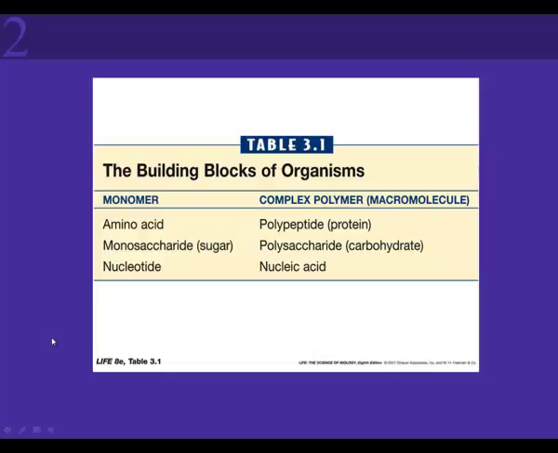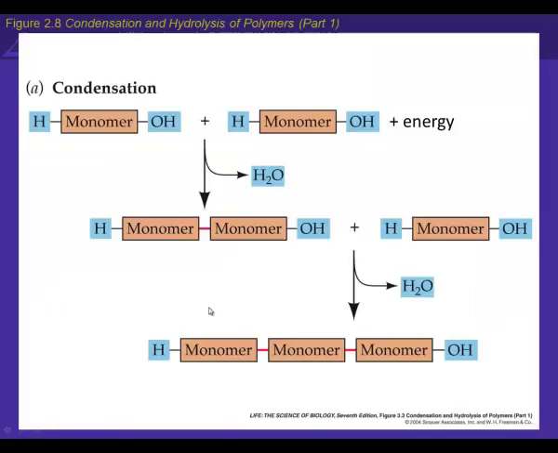So, just to get you familiar with what some of these biological molecules are and their associated monomers, I've included this table from your textbook. And this shows us that the monomer that is found in proteins is the amino acid. For carbohydrates, which are also known as polysaccharides, the monomers are monosaccharide sugars. For nucleic acids, the monomers are nucleotides.